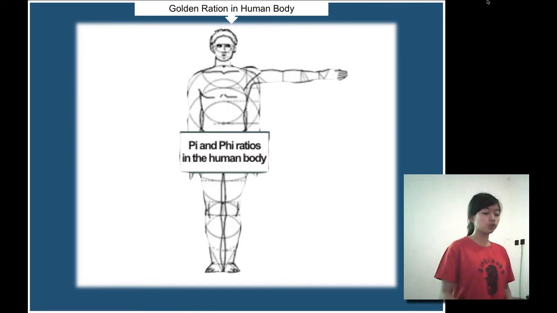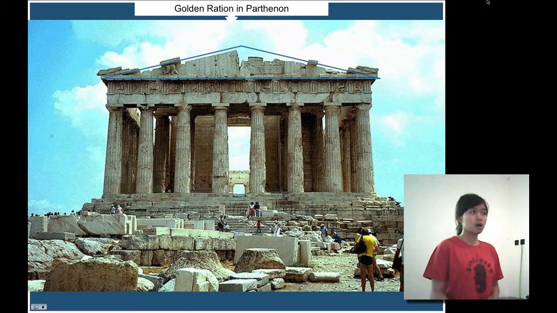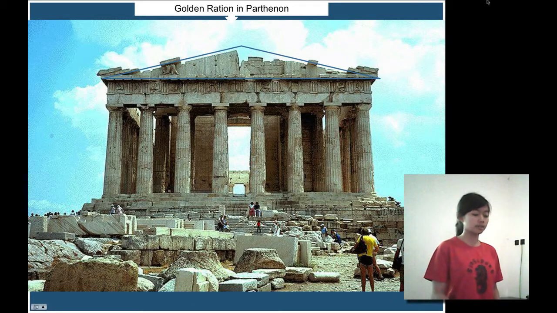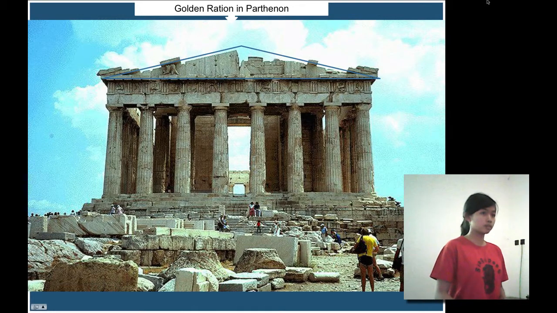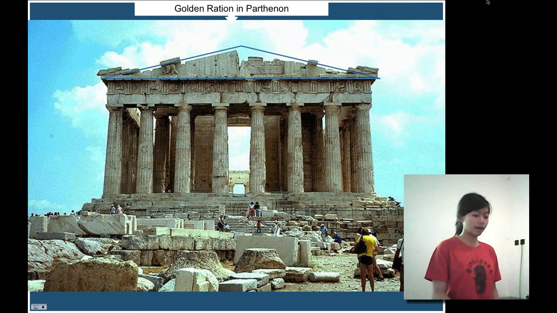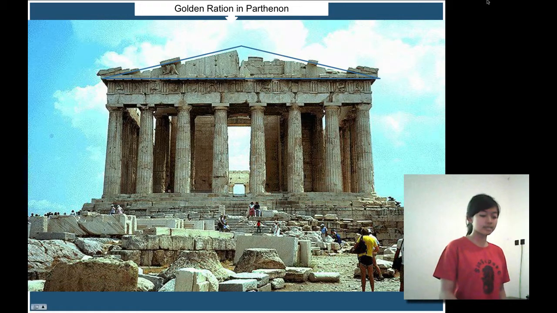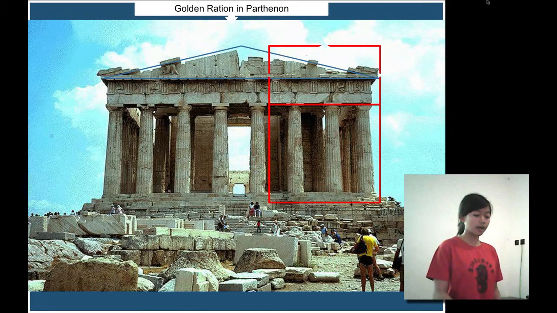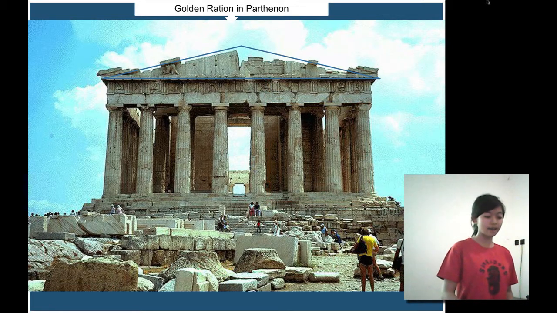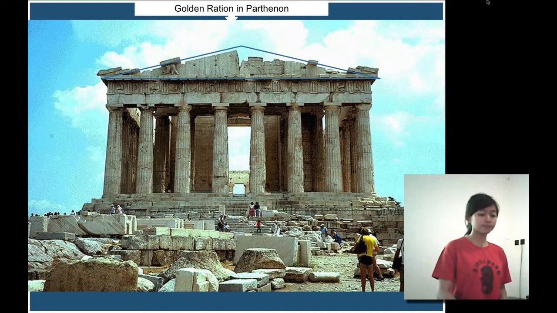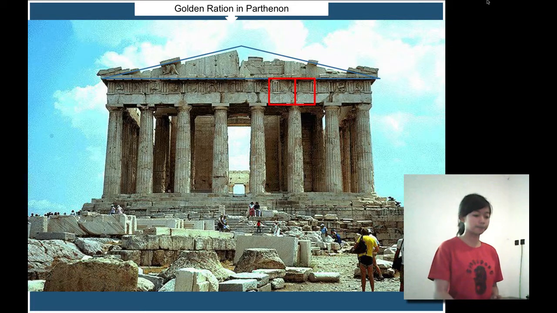As I told you before, the golden ratio appears many times, and it is also in architecture like this Parthenon. The golden proportions in the Parthenon are this area compared with this area, this area compared with this area, and so on, and at last this area compared with this area.